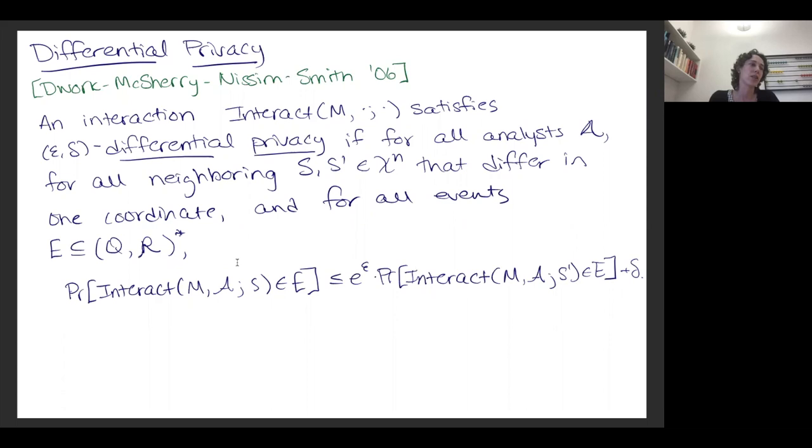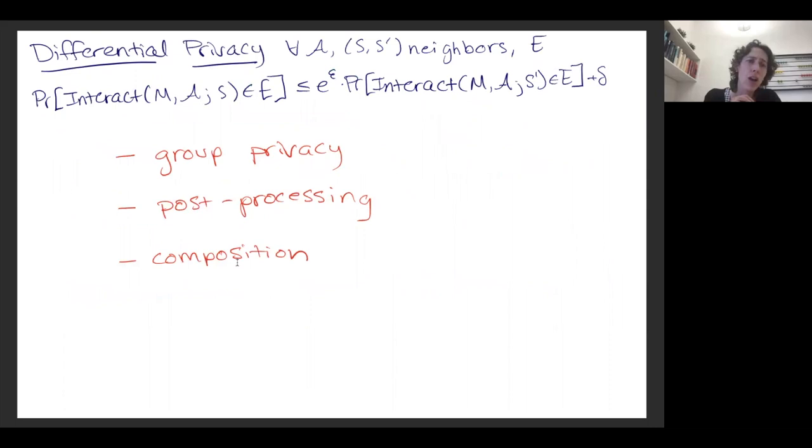Some of the reasons that I think differential privacy has been so influential are that it enjoys some really fundamental, convenient and beautiful mathematical properties. So briefly, the three that usually get pulled out here are group privacy, post-processing, and composition. Group privacy is going to be less central to our discussion today, but I'll mention it because I think it's nice and helps capture the intuition behind differential privacy a bit.